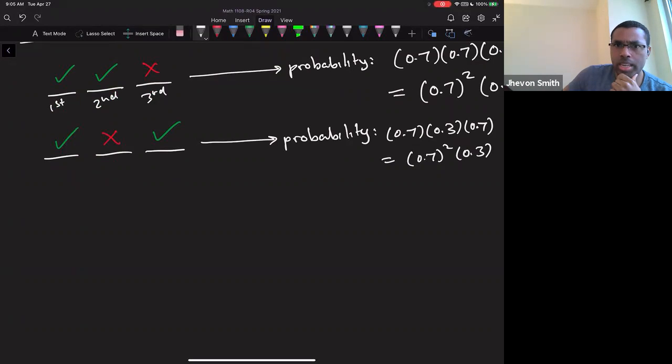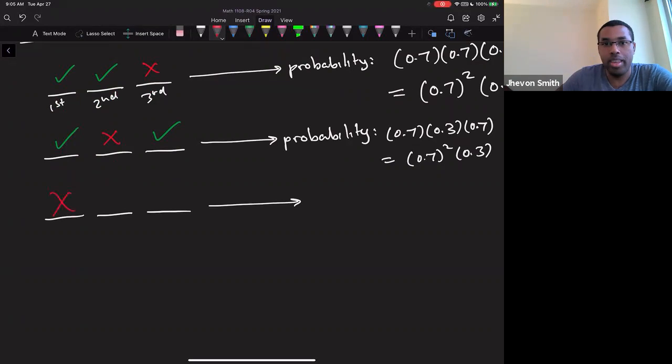Are there any other ways he can make 3? Well, yeah, right? He can miss the first.